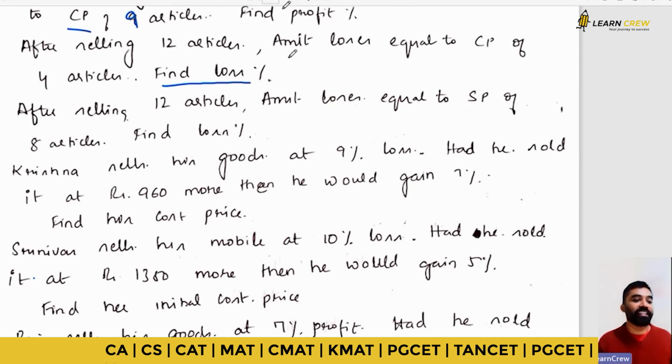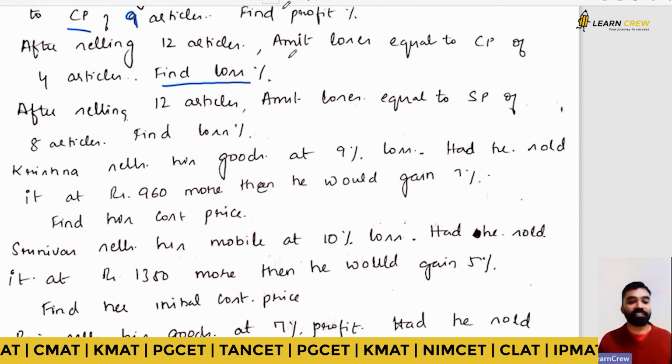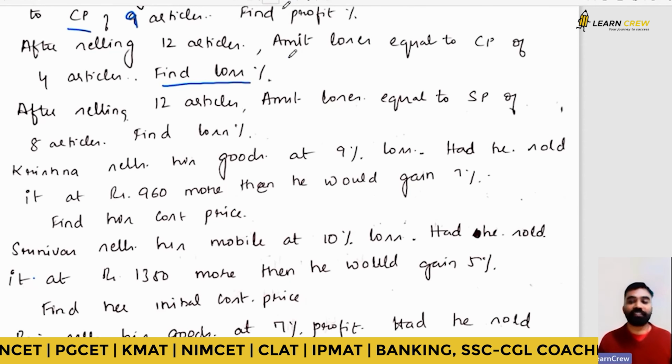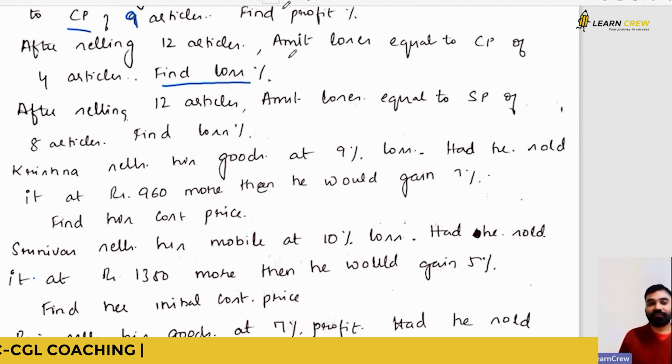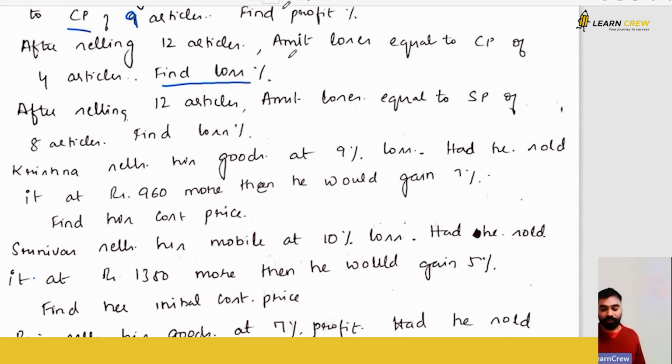13th one. After selling 12 articles, Amit loses equal to SP of 8 articles. Find loss percentage. Can you do it now slowly and properly? I want answers from everyone to be right. 13th one. You know the formulas, you know everything. Just substitute it, find the answers. I have not given any huge formulas. Very, very basic things, whichever you derived.